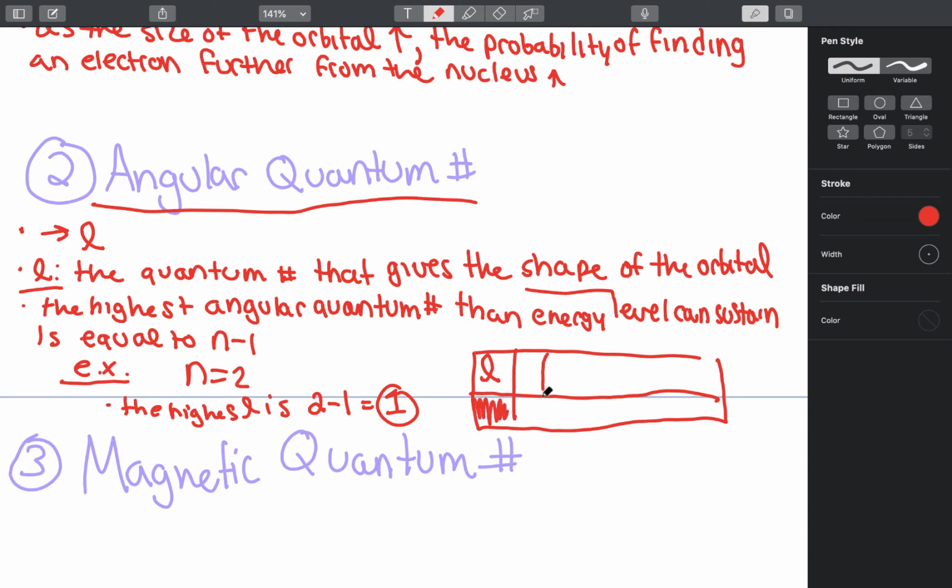So if your L value is equal to 0, we call that L value S. If your L value is equal to 1, we call that particular L value P. If your L value is equal to 2, we call that particular L value D. And lastly, if you have an L value of 3, we call that particular L value F. So this is what you'll have to memorize, because this is going to be very important for when we get into electron configurations and atomic structure.